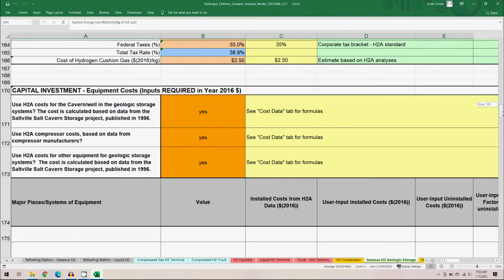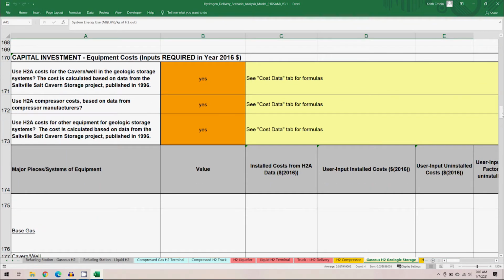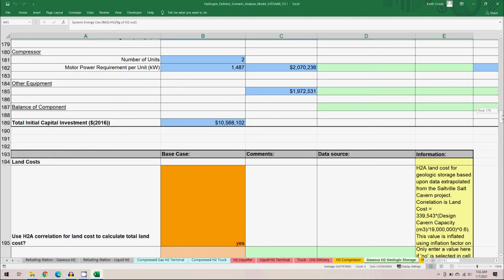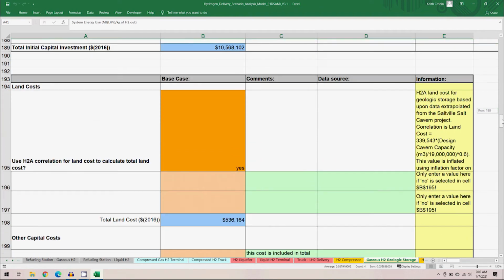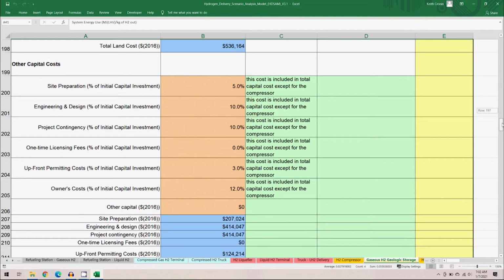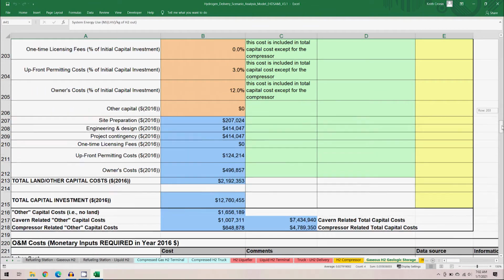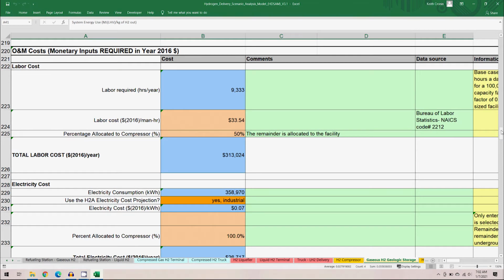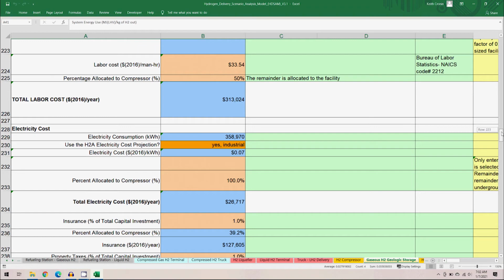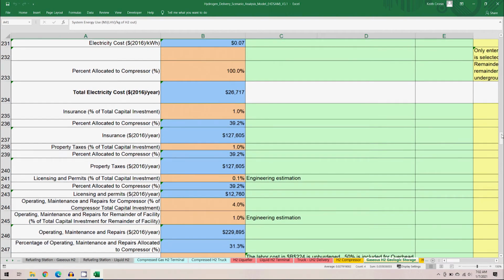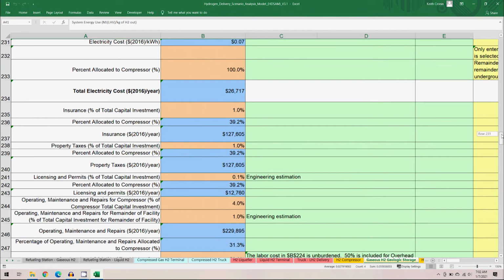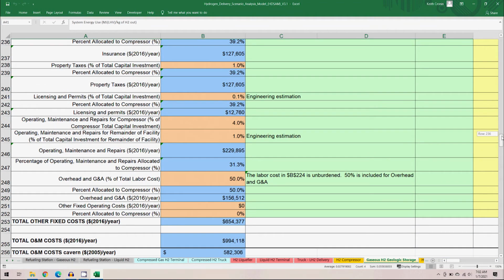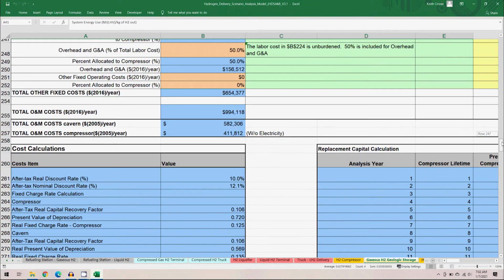In the second of the two capital investment tables, there are required inputs for site preparation, engineering and design, project contingency, one-time licensing fees, upfront permitting costs, owner's costs, and other capital. In the O&M costs table, the inputs of interest include labor cost, insurance, property taxes, licensing and permits, operating maintenance and repairs for remainder of the facility, overhead and G&A, and other fixed operating costs. And again, the remaining tables contain all calculated values.